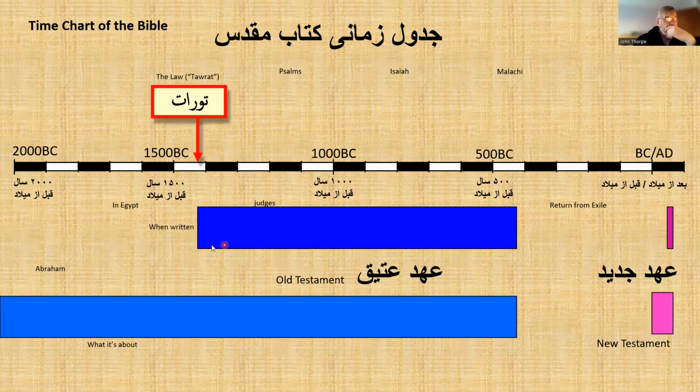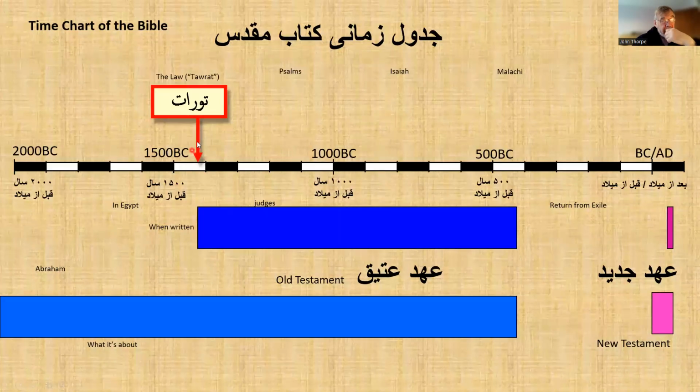Sorry. Right. So the earliest writing of the book, unless it's Ayub, is the 5 books of the law of Moses.